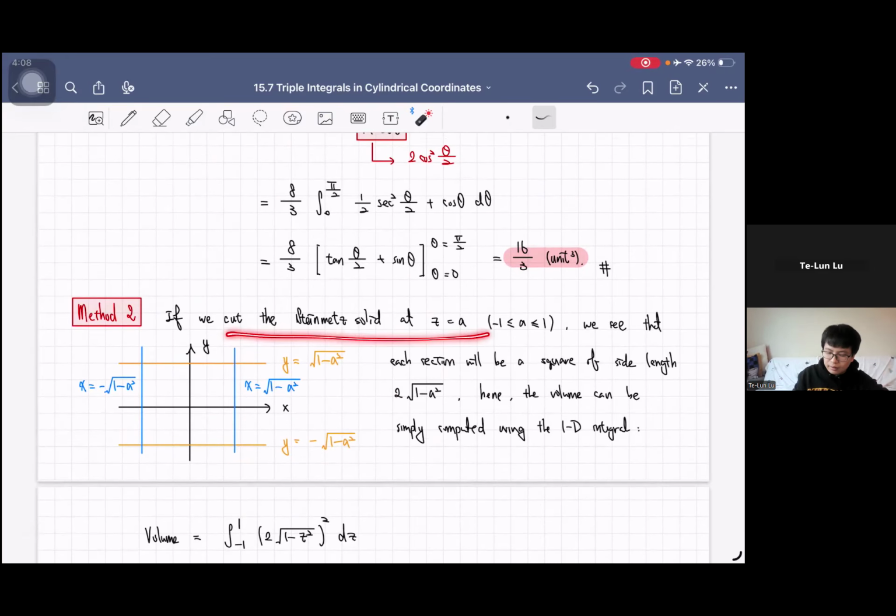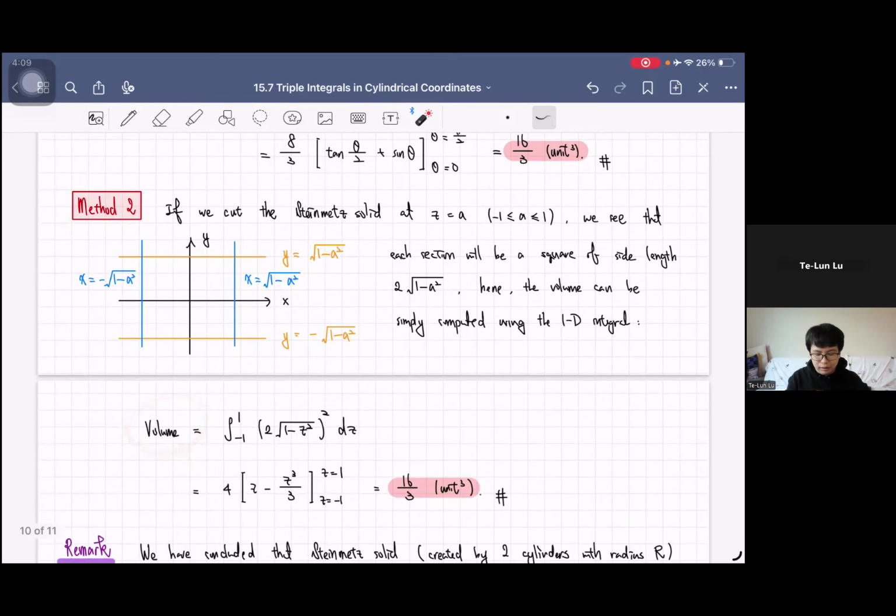Precisely, if we slice the Steinmetz solid at the point z equals a, whatever a is, then you have this sort of section when you're slicing. Given this particular a, you have y equals plus or minus the square root of 1 minus a squared, and the same thing happens for x. Therefore, you actually have a square of side length 2 root 1 minus a squared for each a. And therefore, you know the area for each slice, right? You can now integrate that slice using one-dimensional integration.